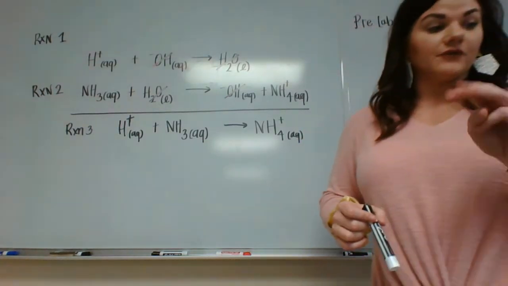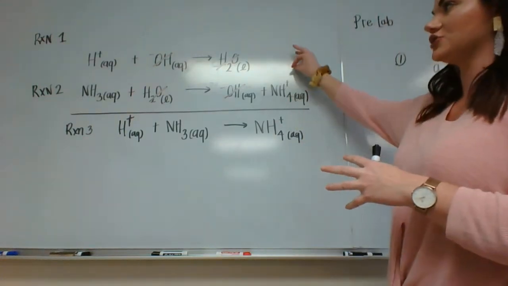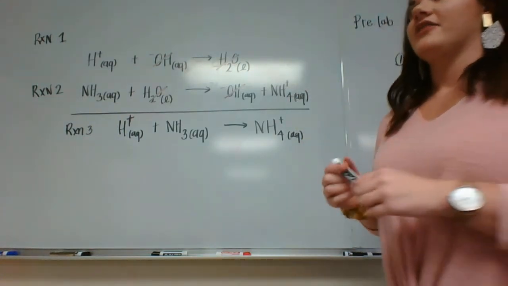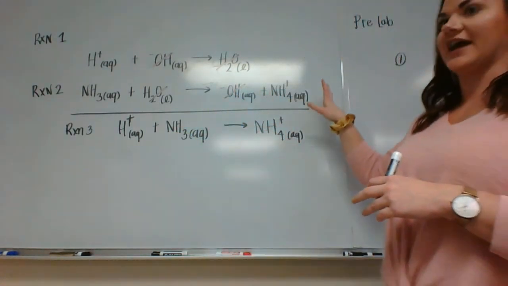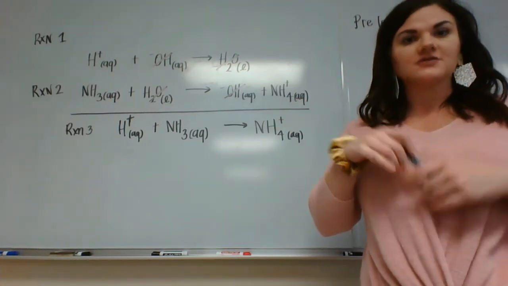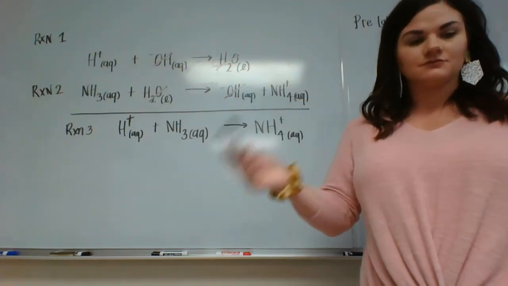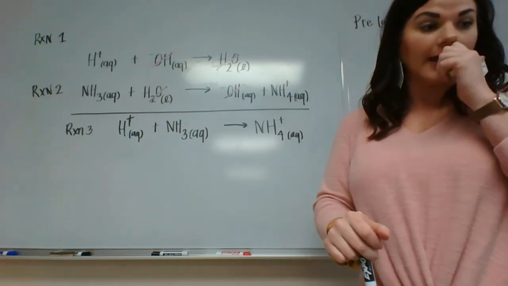So for number 3, I'm going to take my delta H from reaction 1, then I'm going to add my delta H from reaction 2 that I have changed the sign on. So if it's positive, it becomes negative. I don't want to drill that in, but I think y'all understand that.